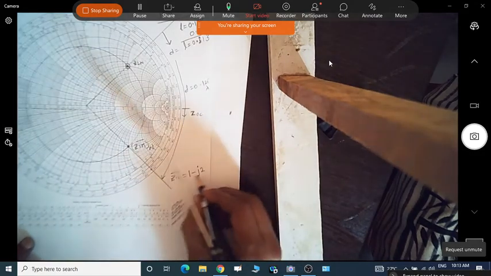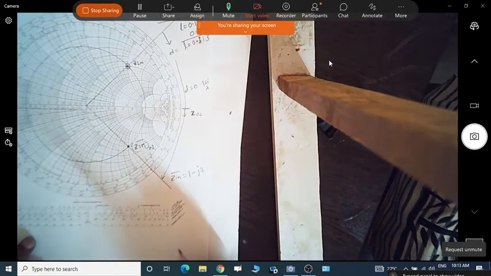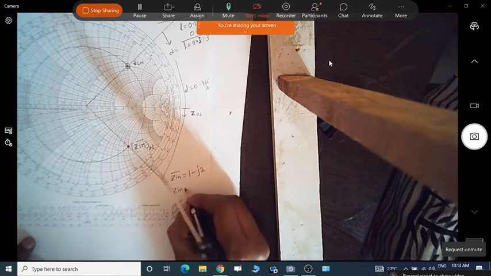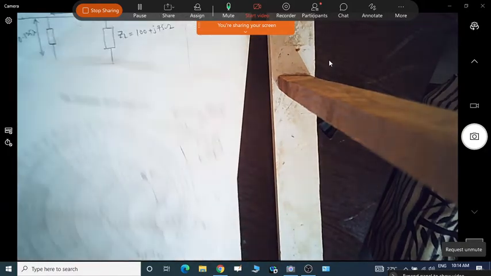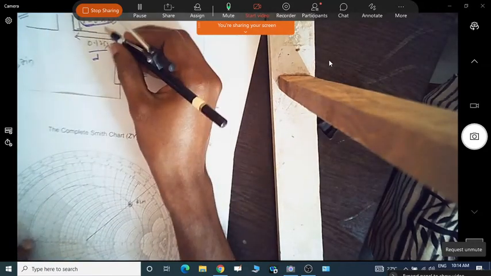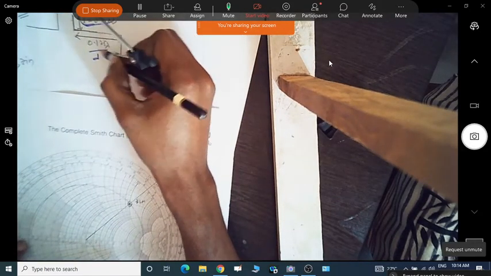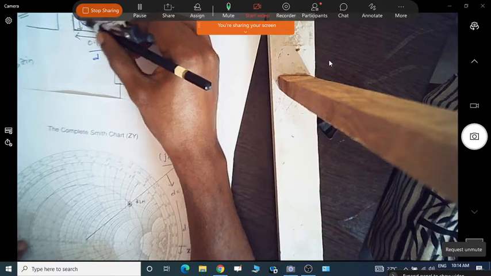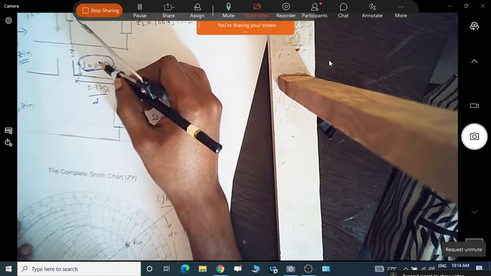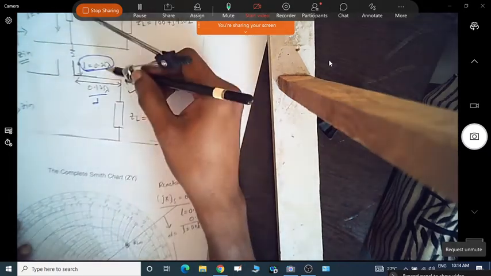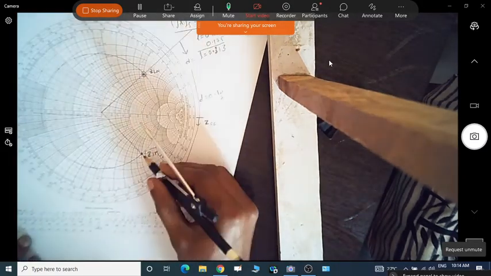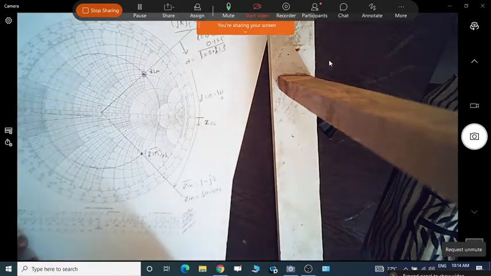So now your Z in bar equals 1 minus j2, and the absolute value is equal to 50 minus j100. And this is true, because why? We are moving exactly 0.125 lambda, and the reactance which is being added is 0. So it is exactly reflecting the reactance from positive to negative.